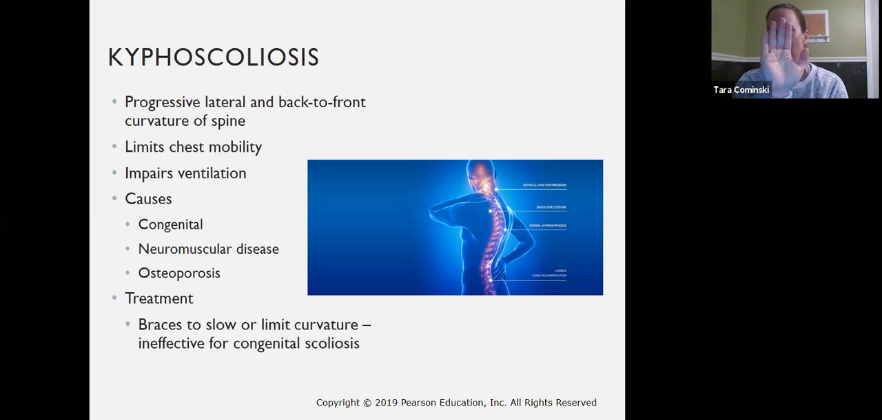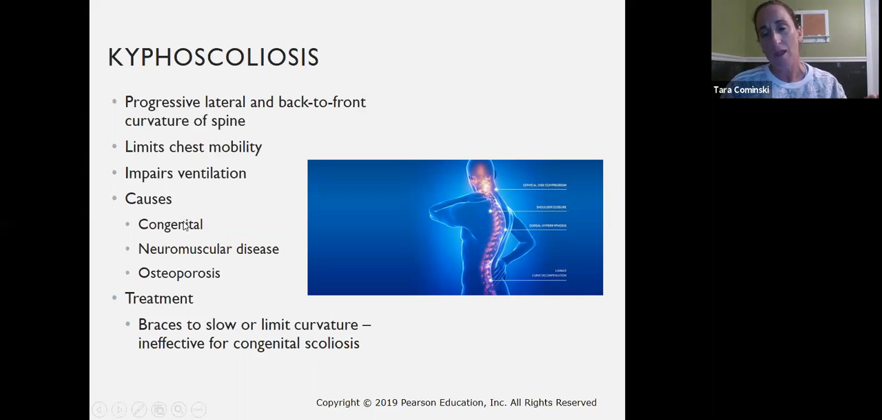Okay, so if you think about your spine, it's sort of protruding out here in the thoracic part of it, right? And if you kind of hunch your shoulders over, what are you doing? You're confining the lung space, right? You're confining that chest space. So this severely limits chest mobility and can impair ventilation.